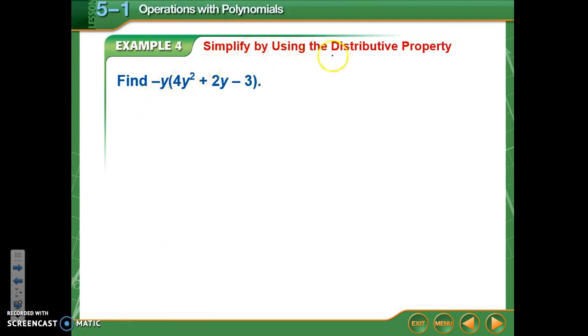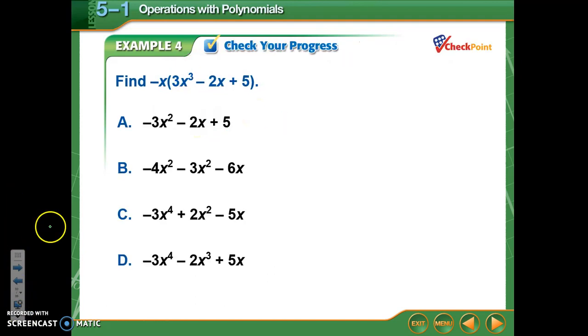Last but not least, we can also multiply polynomials with the distributive property. So here I have negative y times this whole polynomial. So all I'm going to do is distribute that negative y. I'm going to multiply it by each term. So I'll get negative 4y cubed minus 2y squared plus 3y, and that would be my final answer. You guys try this one. Okay, the answer here should have been C, negative 3x to the 4th plus 2x squared minus 5x.